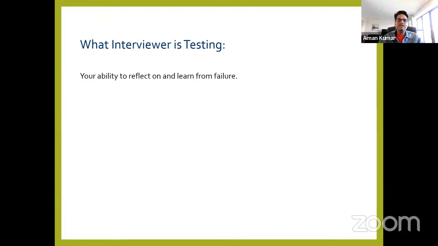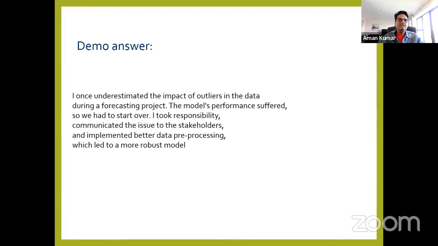What can you say here in the answer? So here is the answer. For example, I once underestimated the impact of outliers in the data. During a forecasting project, the model's performance suffered, so we had to start over. I took responsibility. This is important here. You took responsibility for your failure and then communicated the issue to stakeholders and implemented better data preprocessing, which led to a more robust model.